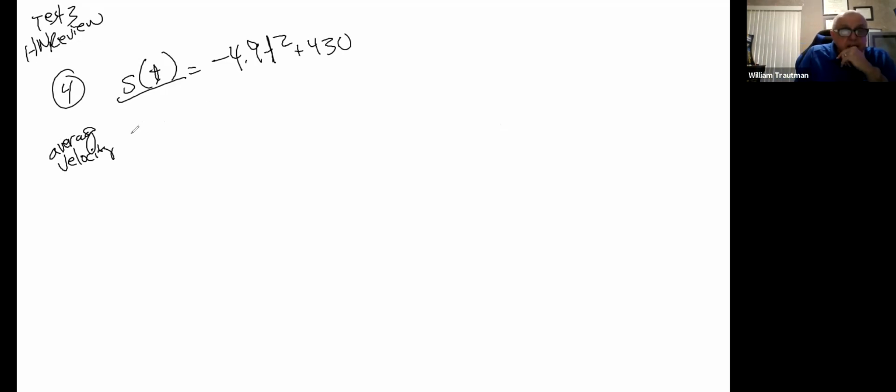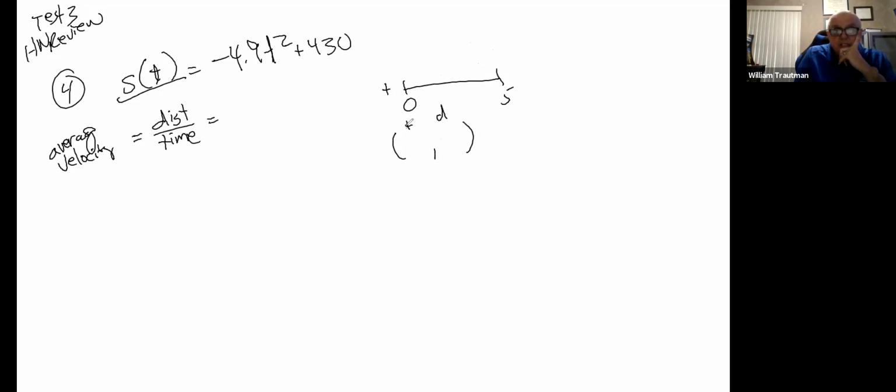Velocity is distance divided by time. So we want to find the average velocity starting when time equals 0 and then time equals 5. In other words, this is time and this is distance, like an x and a y, a t and a d or s or whatever you want to call it. So I want to find the distance at 0, and then the distance at 5, from 0 seconds to 5 seconds.